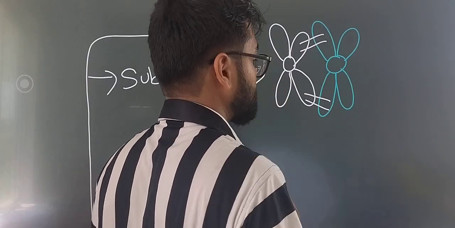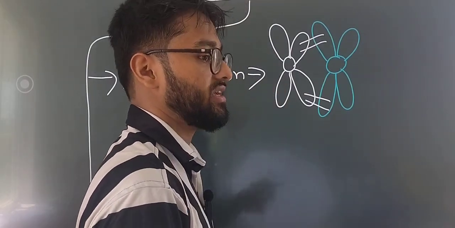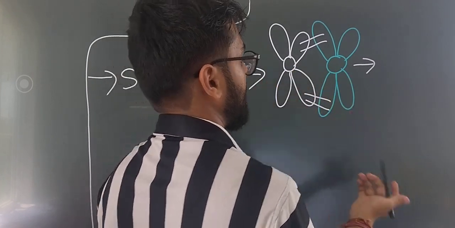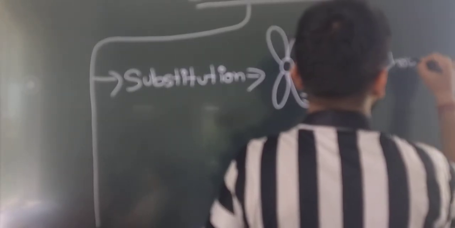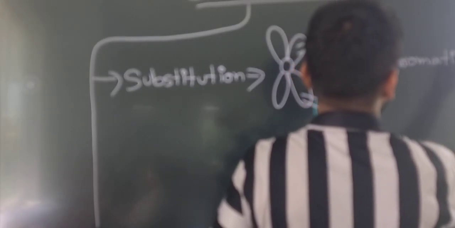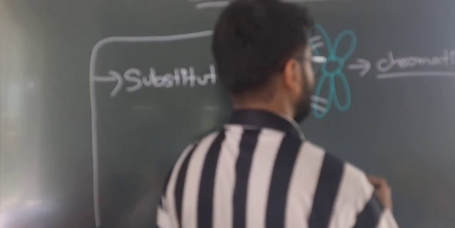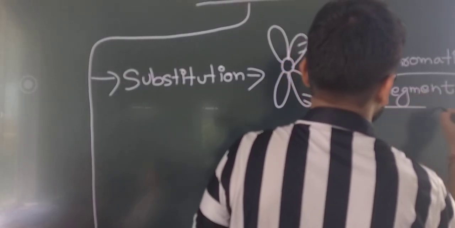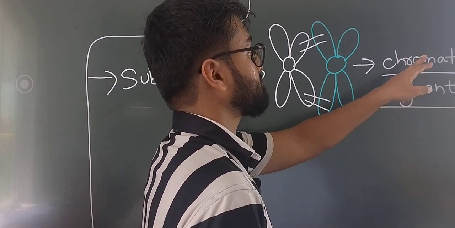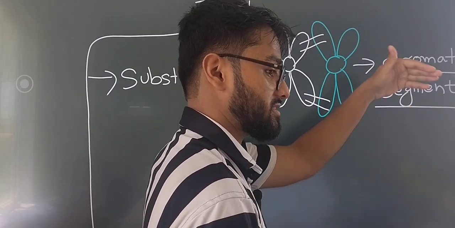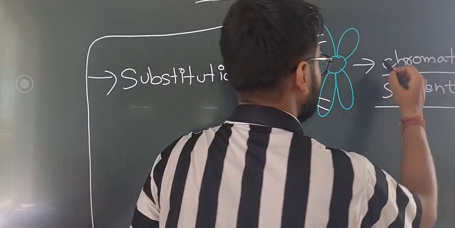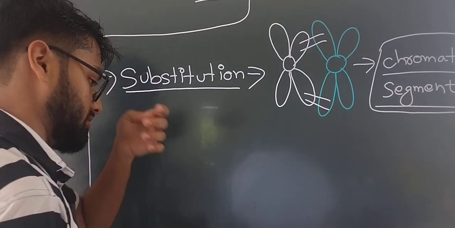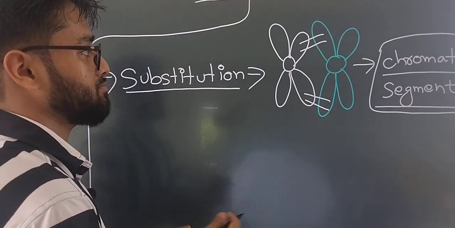Now what happens is that during this change, if the exchange happens with a chromatid segment that was not expected to come, a segment, not the entire chromatid, the entire chromatid can also be present, it's not a big deal, but if the chromatid segment that was not expected during this crossover does actually come along, this gives you substitution. Substitution is a very simple statement.